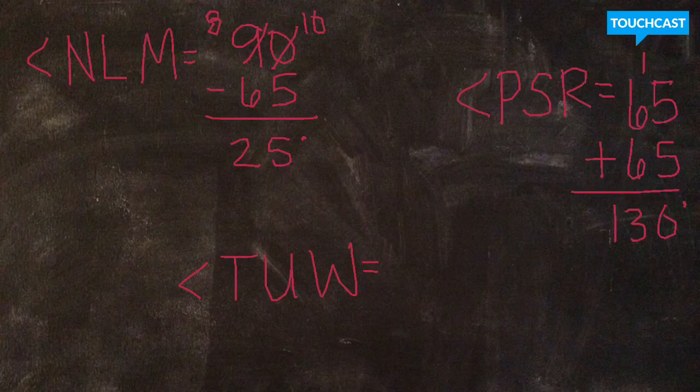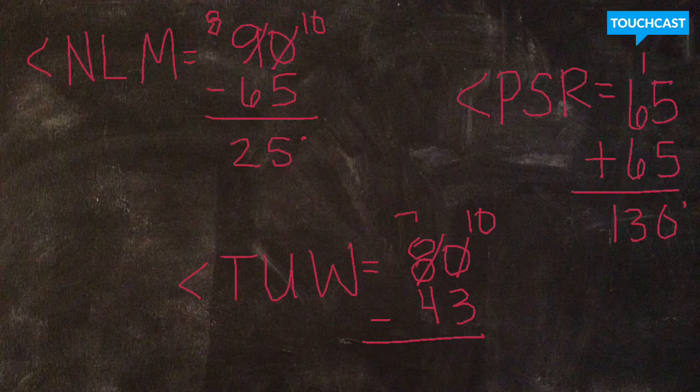For the third one, angle TUW, you were given the larger angle, which was 80 degrees, and you had to take away the angle that you were given, which was 43, and then once you borrowed, you found out that the other angle was 37 degrees. How did you do? I hope you got them right.